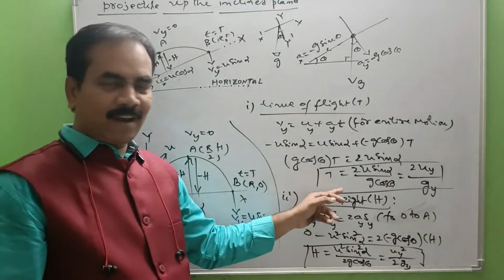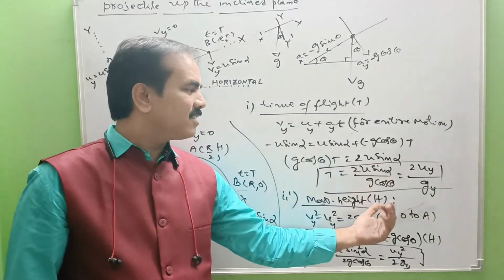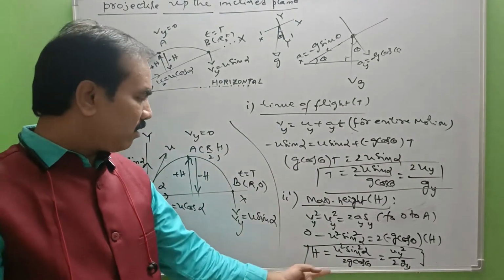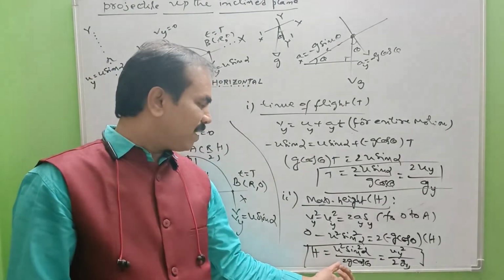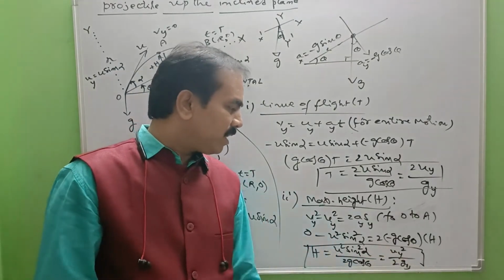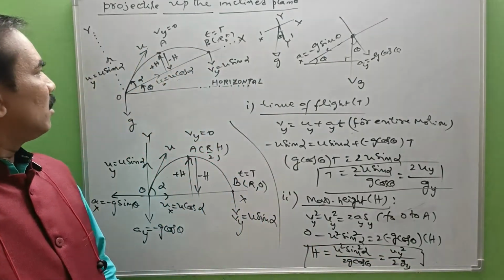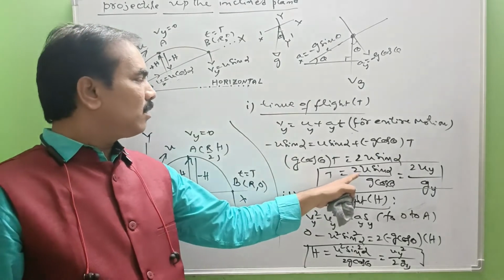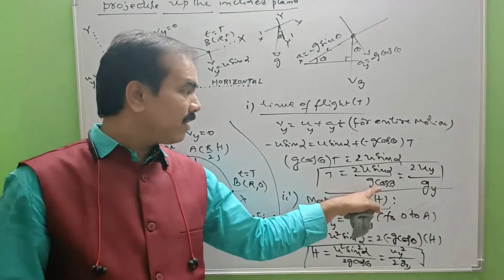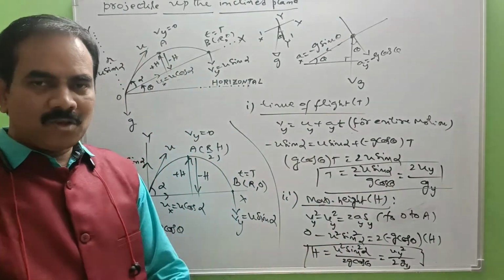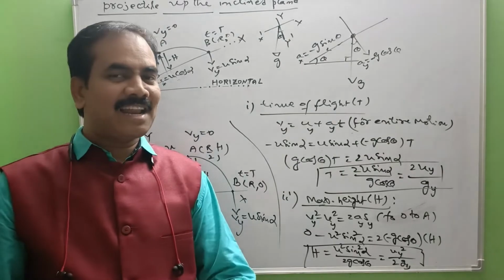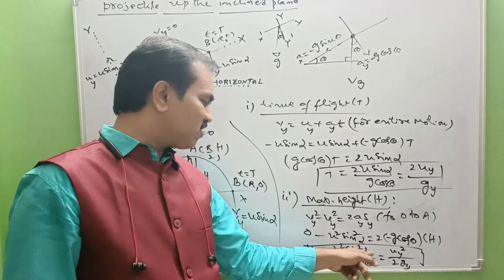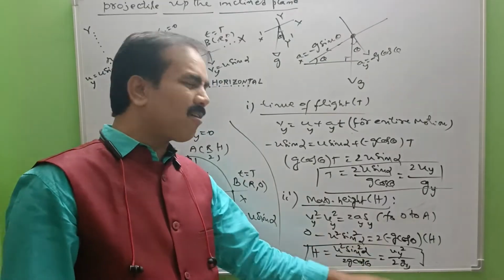So time of flight T equal to 2u sin alpha by g cos theta, that is 2uy by gy. Similarly, maximum height equal to u square sin square alpha divided by 2g cos theta, that is uy square by 2gy. Right? In case of a usual oblique projectile, what is the expression? 2u sin alpha by g only, but here g cos theta. Similarly the maximum height there is u square sin square alpha by 2g only, but here 2g cos theta.